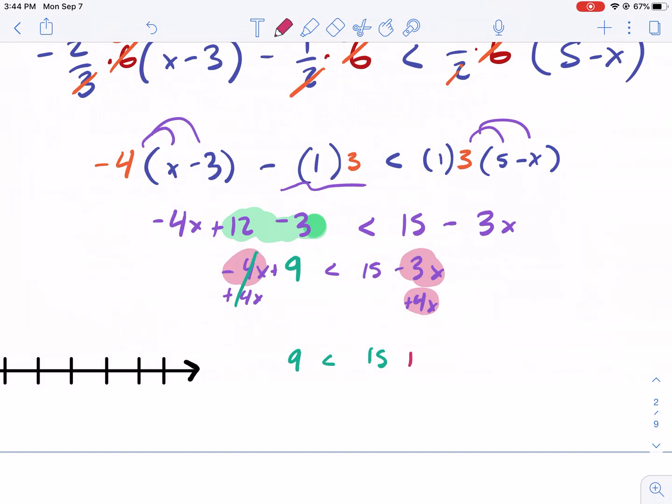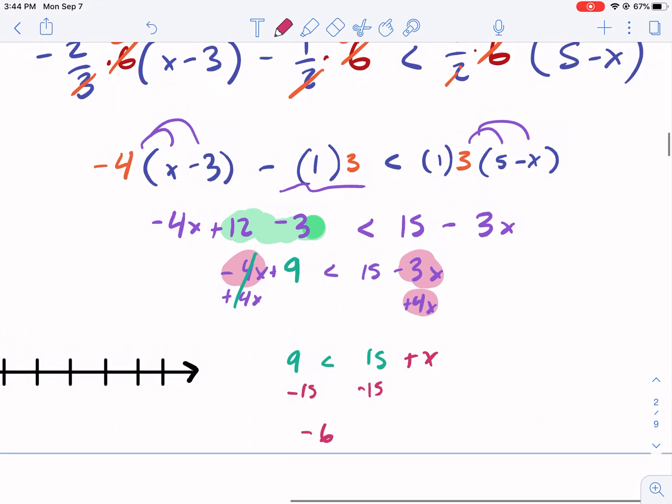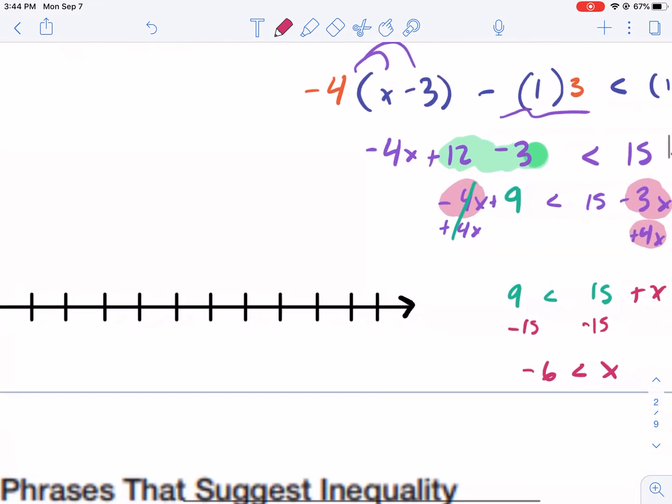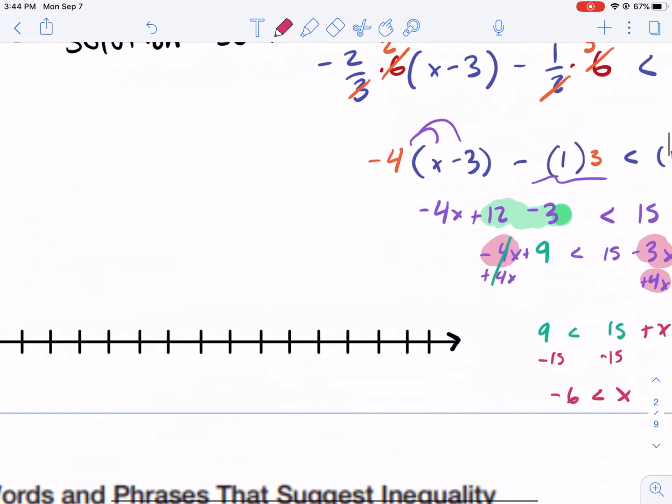Plus x. Then I'm going to subtract 15 from both sides. Notice how I'm subtracting. I'm not dividing or multiplying by a negative. So I get negative 6 is less than x. Okay. Well, we didn't get a lot of variety in these ones, but it's okay.